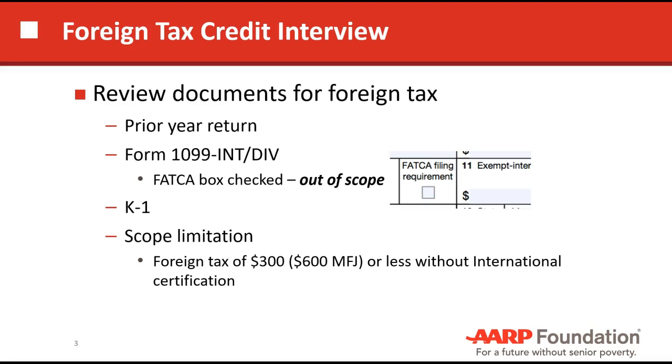Look at K1s. Now, if the FATCA filing requirement box is checked, that's the Foreign Account Tax Compliance Act. We rarely see that. Then it's out of scope. And also remember the scope limitation of $300 or less, $600 married filing jointly.